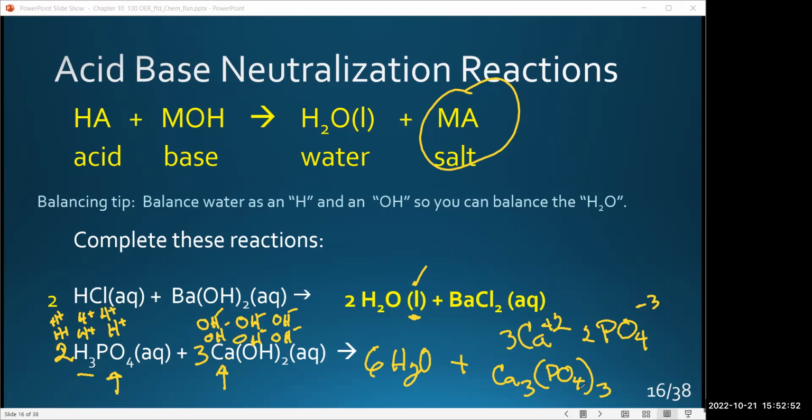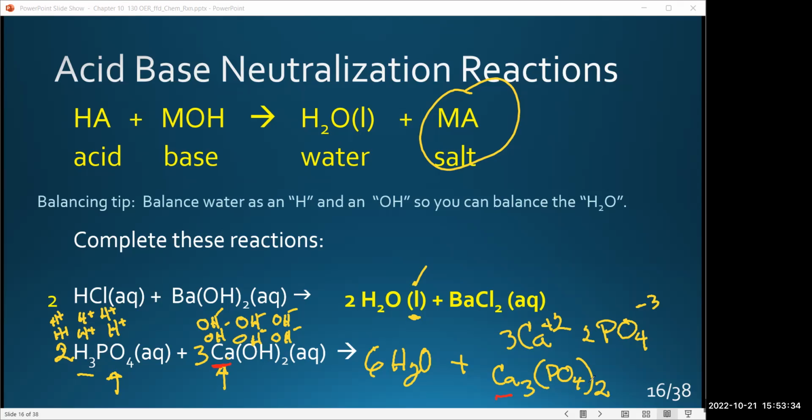Now we can go and check to see if everything's balanced. We got 3 calciums on the right. Guess what? There's 3 on the left. Where are we at? Oh, what did I do? Nobody caught that. That's not a 3 there. That's a 2. It's a 2 because we need 2 phosphates, not 3.